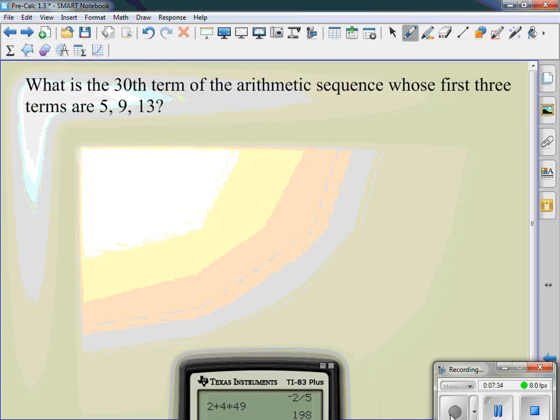We're going to find the 30th term of an arithmetic sequence whose first 3 terms are 5, 9, and 13. I want to see if you can set it up.